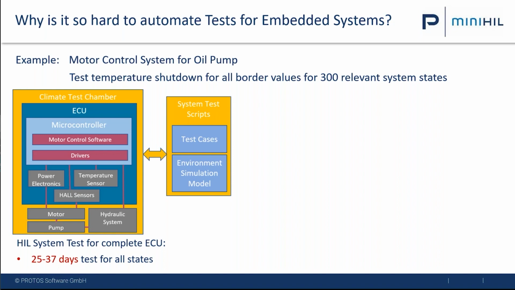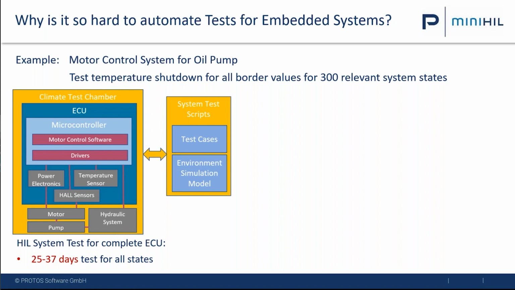It's very slow because you have to heat up or cool down the climate chamber. It's a very big system, and it's really hard to automate. A usual test for all those 300 states takes between 25 and 37 days. So actually it never happened because it's really hard to automate. You have to fill up a hydraulic system with liquid or lubricants and so on. So that's really hard to automate.